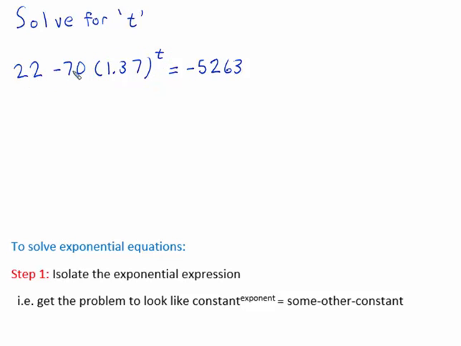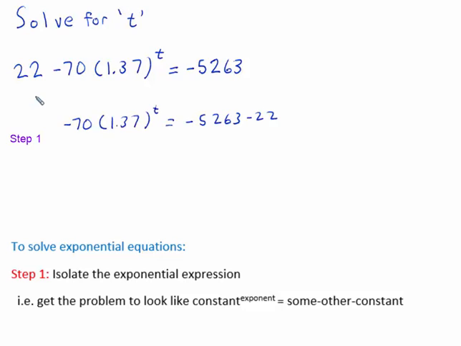Once I take the 22 and the negative 70 to the other side, that'll change what this number is, but it won't change the fact that I'll have this structure. I'll have a constant, 1.37, raised to an exponent, which in my case is t, and that'll be equal to some other constant. In fact, it'll be the constant that you get after taking the 22 and the negative 70 to the other side. So let's do that now.